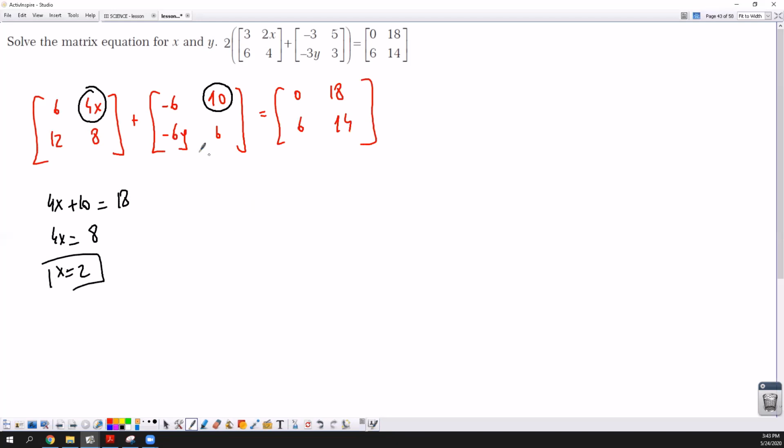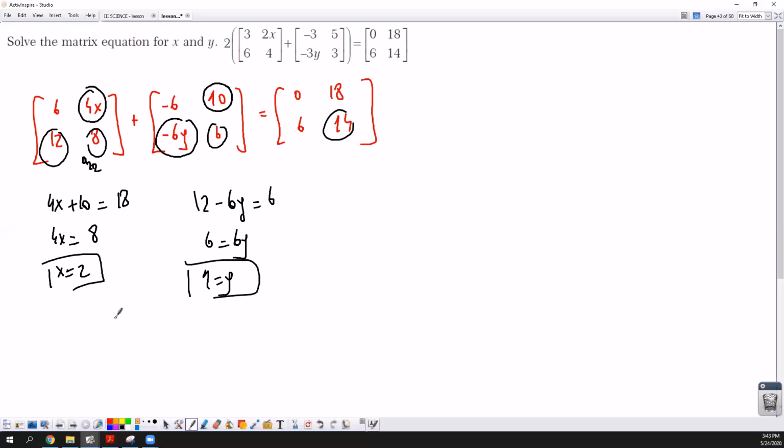To find the value of y, we are going to focus on the second row and the first column. Here we have a 6, and it's given as 14, so it's better to take 12 and negative 6y, which is the second row and the first column, which is a21. So it will be 12 minus 6y is equal to 6. So from here we get the value of y is 1. Okay.